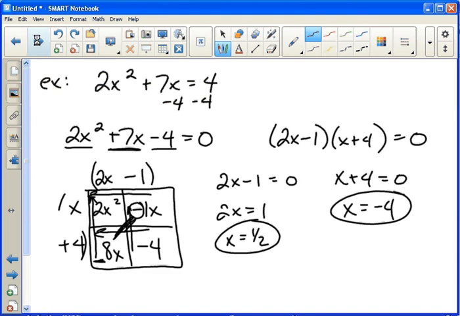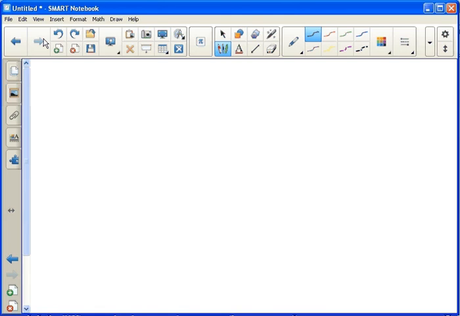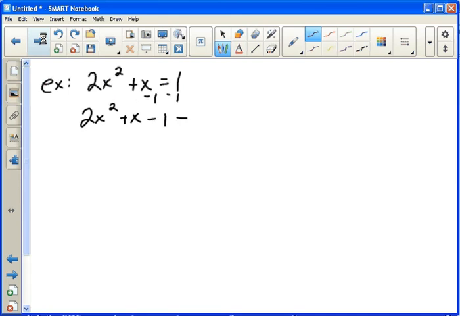Let's say we have 2x squared plus x equals 1. We have different powers of x. We have an x squared and we have an x to the first. So we need to move that over. So I'm going to subtract 1 from both sides, and I get this. Okay, again, your first step should always be to check, is there anything all 3 pieces have in common? No, there's not. I mean, except for 1, but it doesn't help us to pull out 1. So that means we just go with the normal factoring, or the other types of factoring.